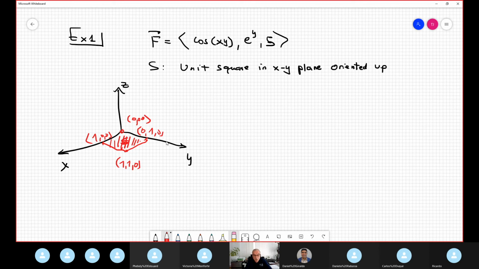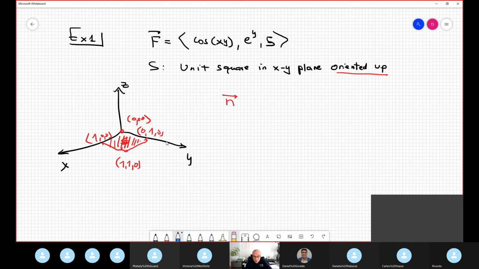So, what is the easy way? In my opinion, what is the normal vector in that case? The problem says oriented up. So the normal vector, I suppose... Okay, very well. Daniel Giraldo says it is K, professor. The normal vector is K.